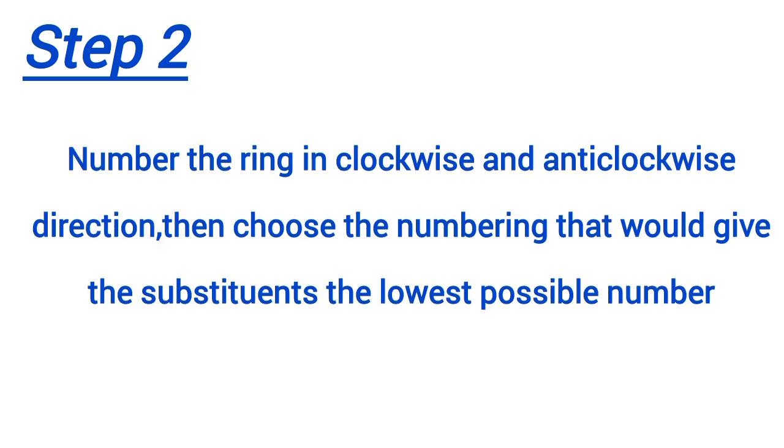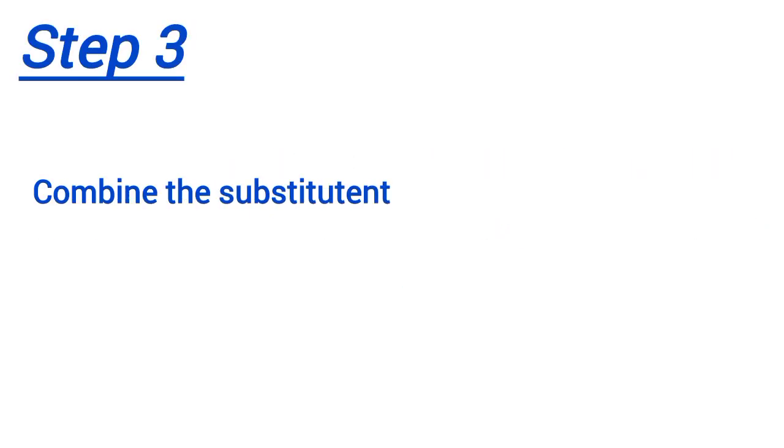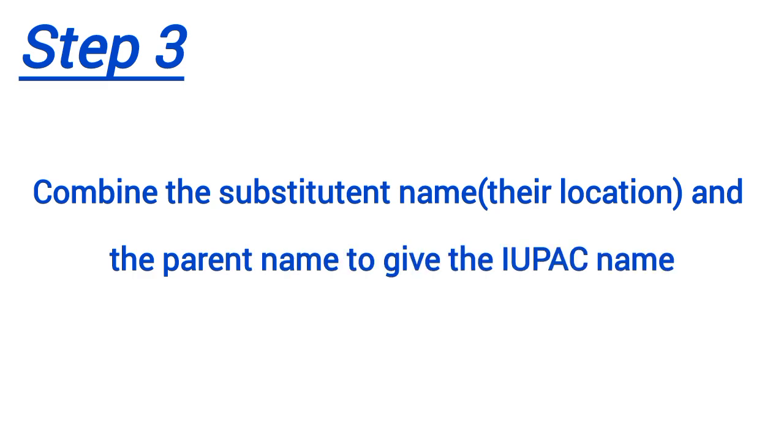Step 2. Number the ring in clockwise and anti-clockwise direction. Then choose the numbering that gives the substituent the lowest possible number. So we number in clockwise direction and then in anti-clockwise direction. We then choose the numbering that gives the substituent the lowest possible number. Step 3. Combine the substituent name and their location with the parent chain name to give the IUPAC name.